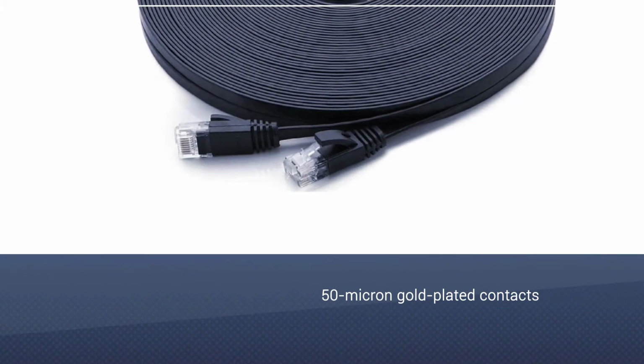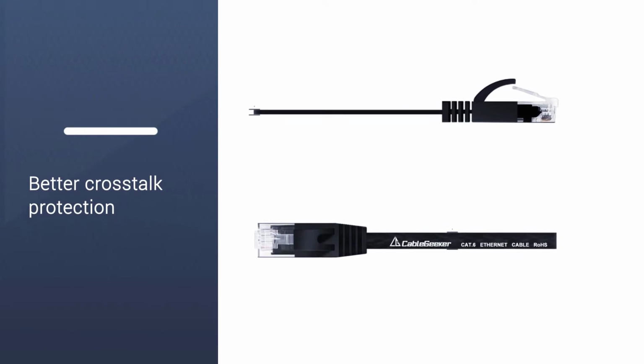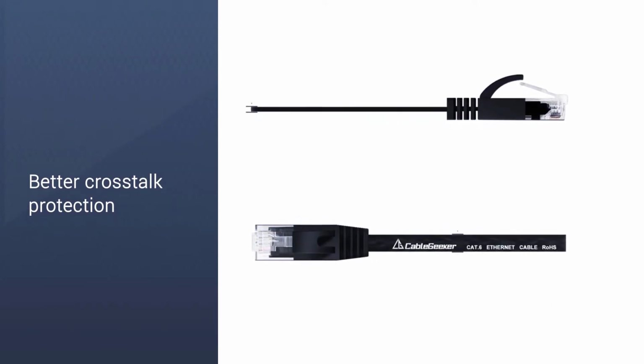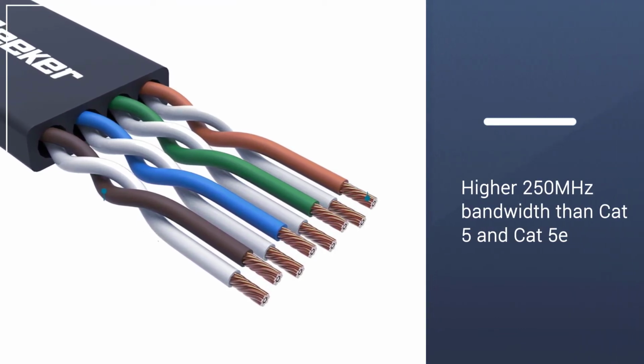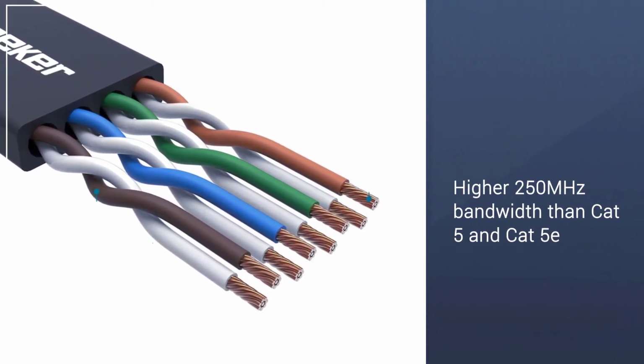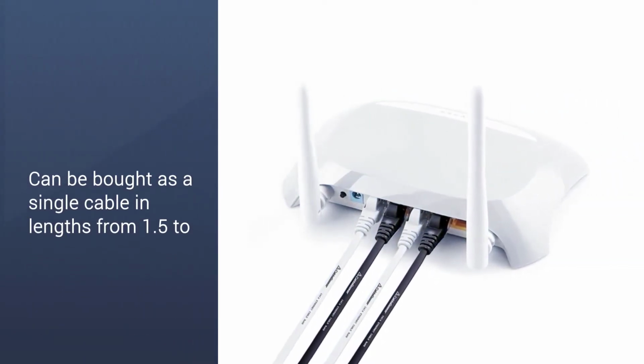This cable offers the same maximum speed as Amazon's model, 1 gigabit per second, has better crosstalk protection and a higher 250 MHz bandwidth than Cat5 and Cat5e products. You can buy this cable in a 2-pack of 10-foot cables, or you can choose to buy it as a single cable in lengths from 1.5 to 150 feet.